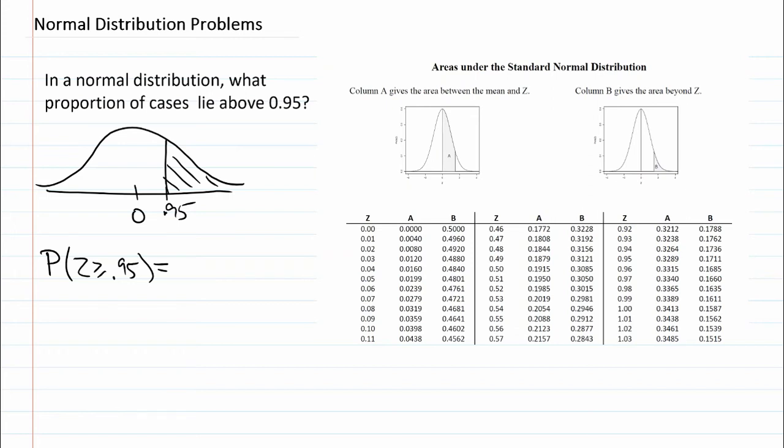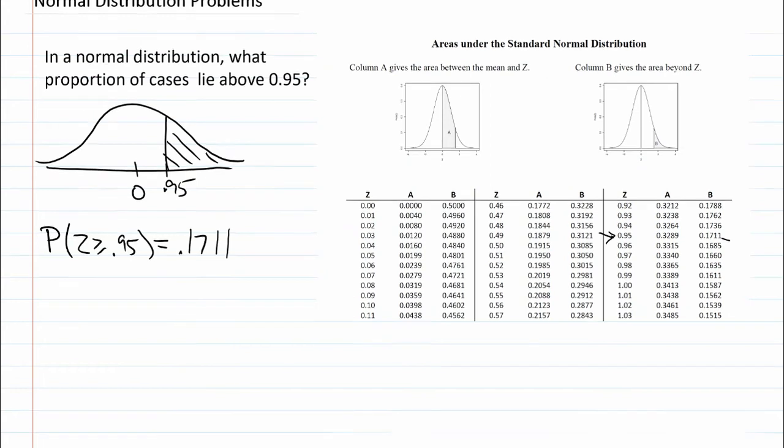In this case, using values in that first column labeled z, I need to find 0.95. And when I do, I can see it's right here. Now there's two columns where I can get the probability. Column A shows the area between the mean and z, and column B shows the area more extreme than z. In this particular case, I will use column B because I'm looking for values more extreme. So my probability will be right here. It's going to be 0.1711. So about 17% of the cases lie above 0.95.